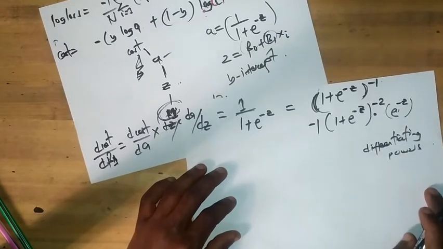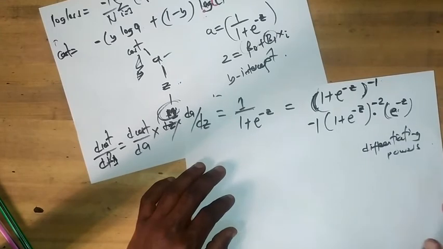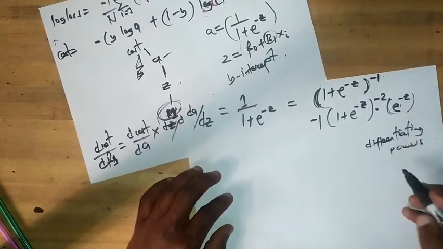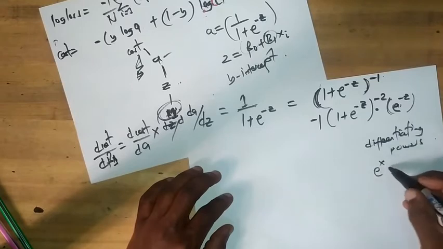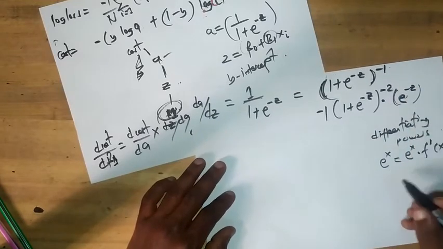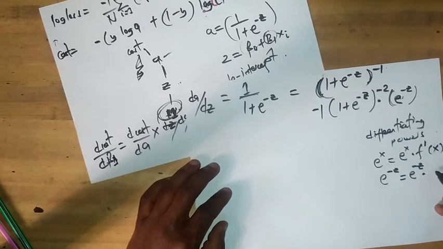I will have the video for calculus linked below, because this can become complex for someone who skipped the mathematical classes. Okay, so differentiating the powers, e to the x is the same as e to the x multiplied by the derivative of x, the power. So e to the minus z is the same as e to the minus z multiplied by the derivative with respect to z.